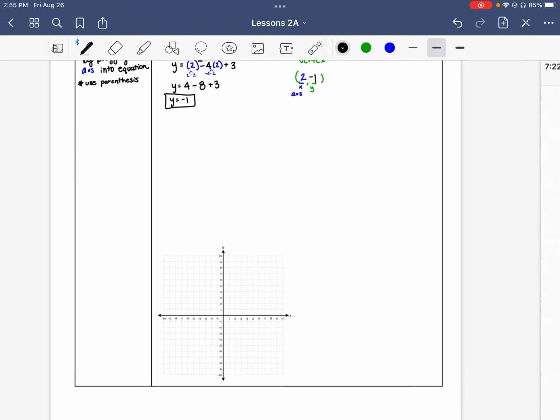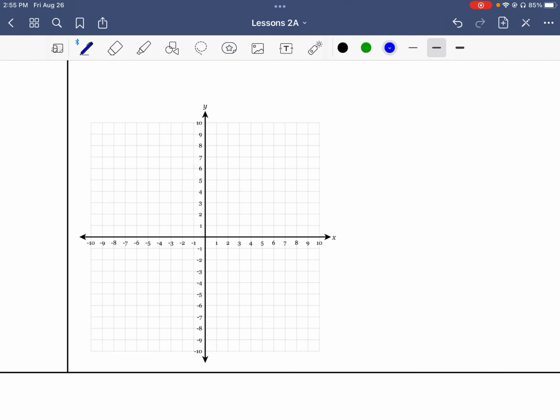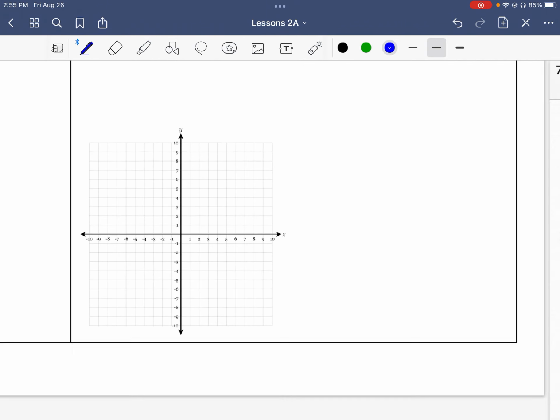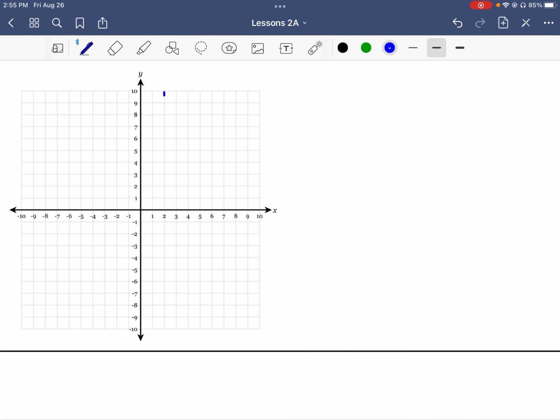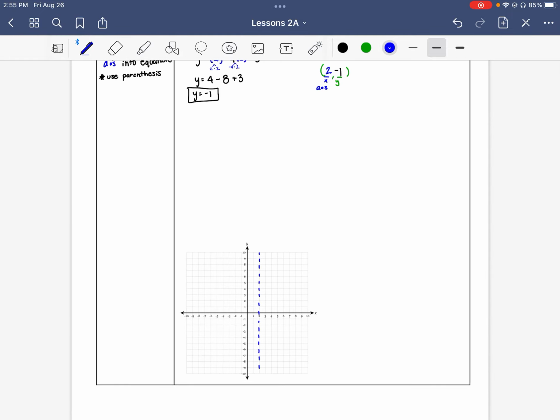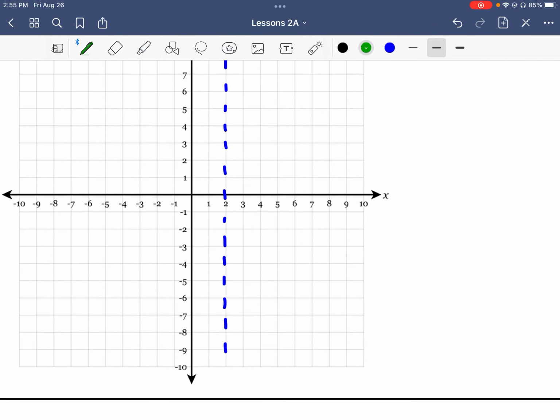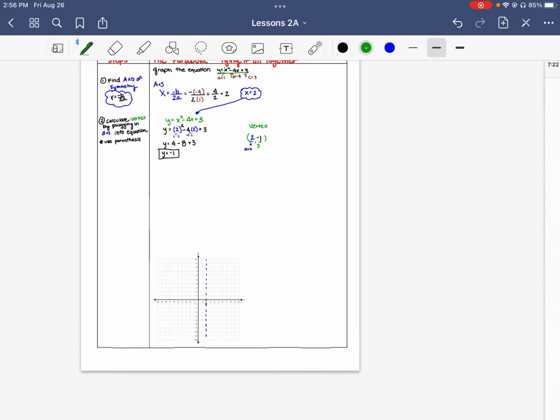So let's go ahead and add this. So my axis of symmetry is at 2. So at x equals 2, I'm going to go ahead and draw this line. So that means that this is going to be like a mirror, and my parabola is going to reflect right here. And my vertex is at 2, comma, negative 1. Let's go ahead and draw that in. 2, negative 1. And sure enough, it's right on the axis of symmetry, so we did it right.